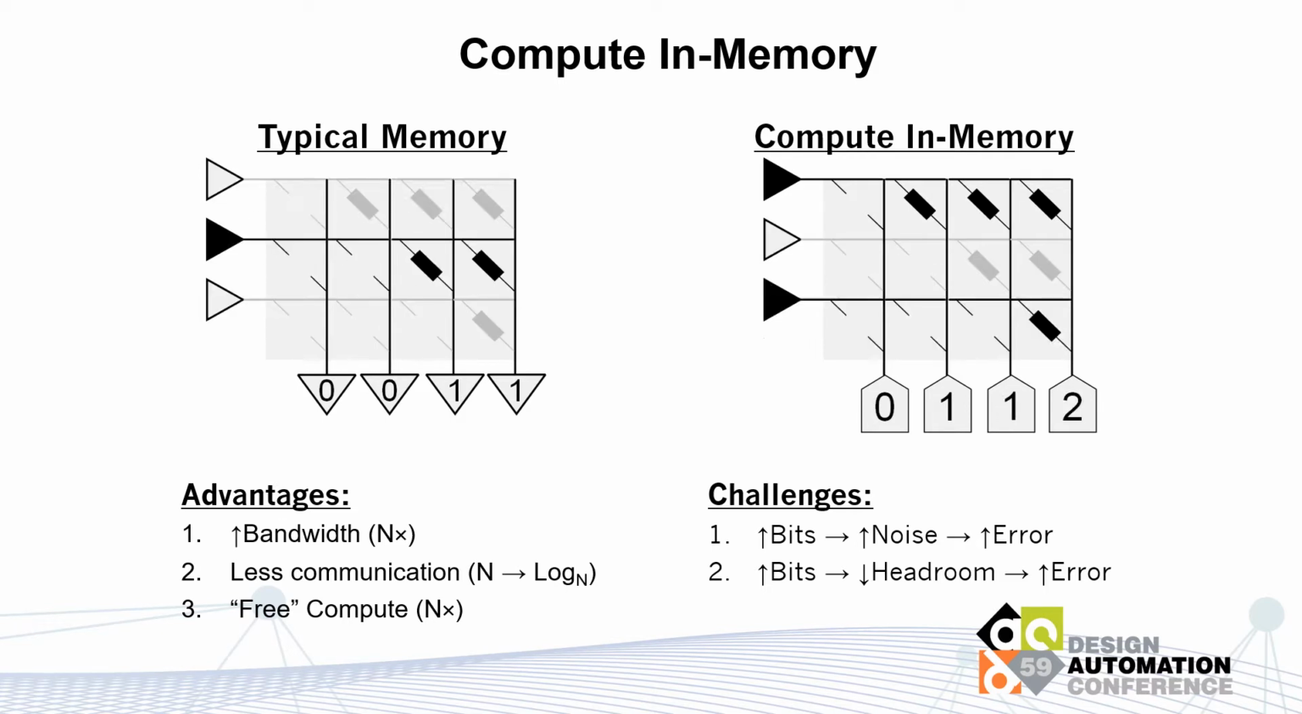By increasing the amount of information along a bit line, we increase noise, IR drop, and we decrease our voltage headroom. And all of these contribute to unreliable operation. So the trade-off here is really performance for reliability.